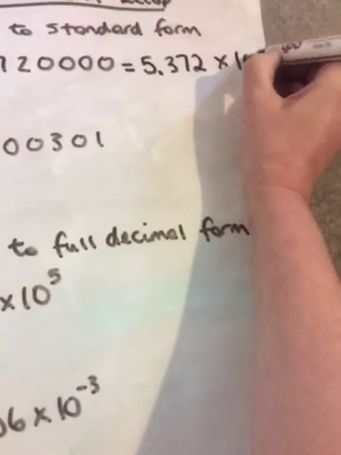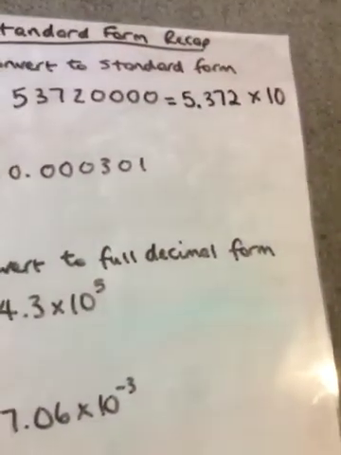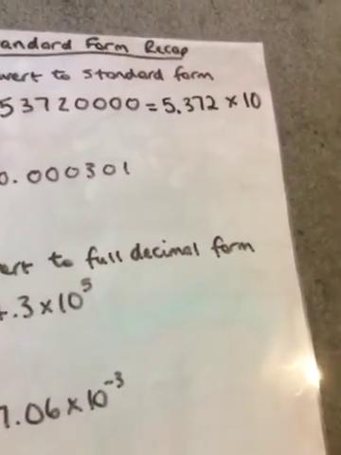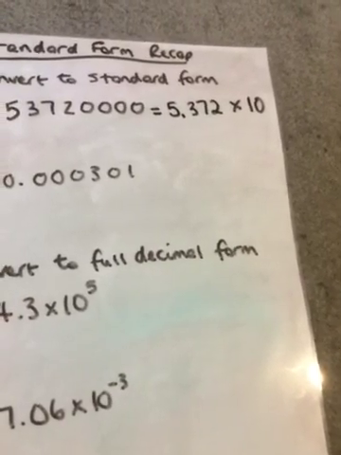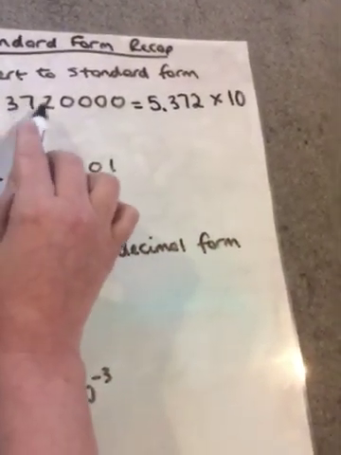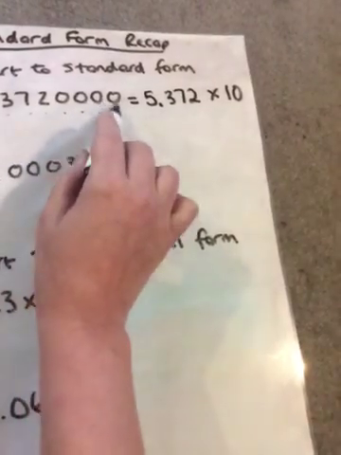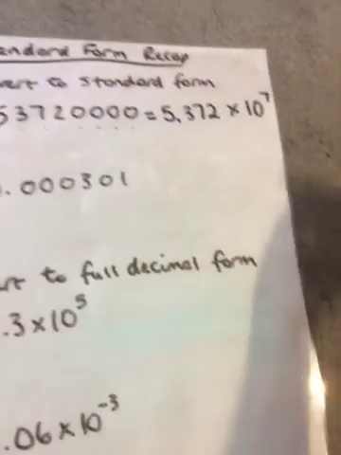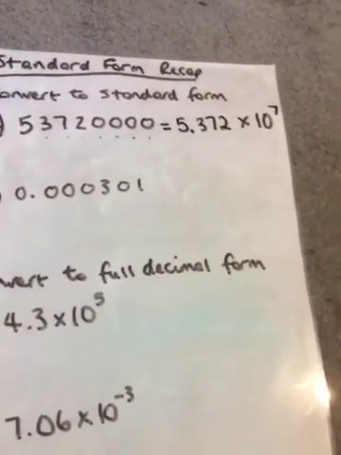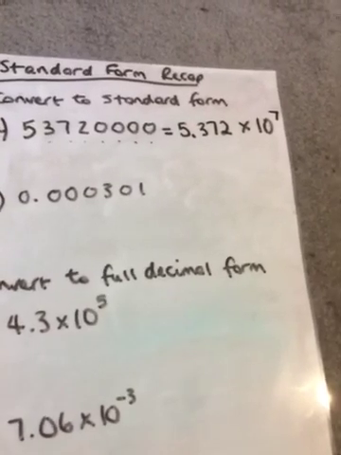Then, in standard form, we need times 10 to the something. And the something is how many digits come after the 5. So we've got 1, 2, 3, 4, 5, 6, 7. So our answer is 5.372 times 10 to the 7.